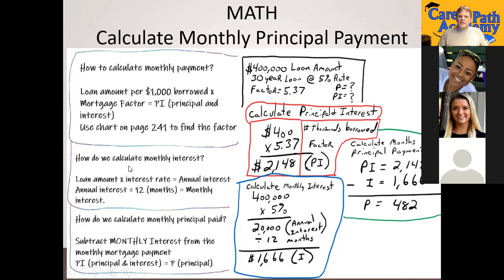How do you calculate monthly interest? Loan amount times the interest rate is annual interest. Annual interest divided by 12 months is the monthly interest. And then how do we calculate monthly principal paid? Subtract monthly interest from the monthly mortgage payment. The PI minus the I equals the P.